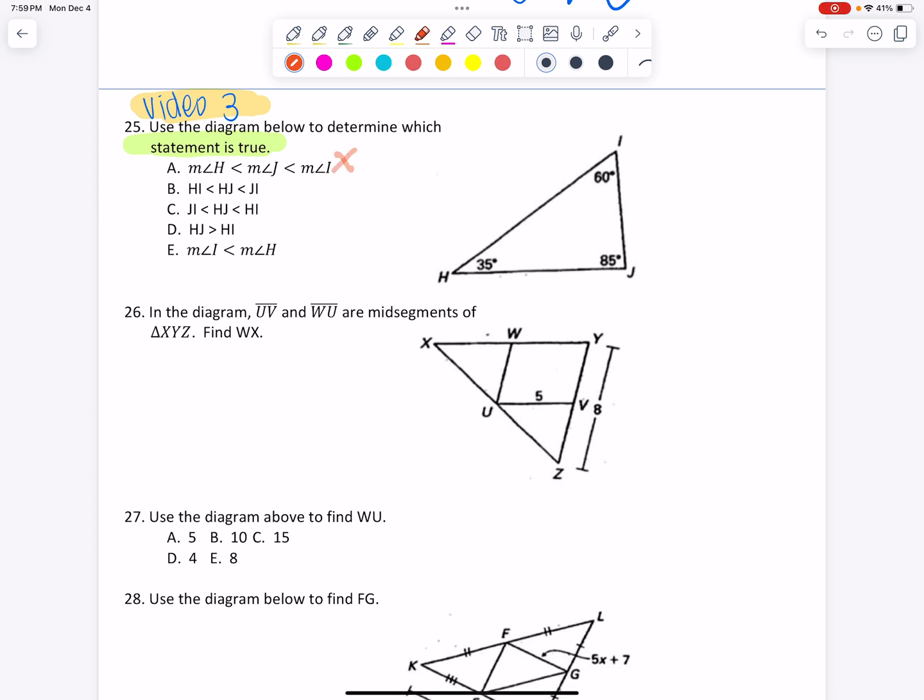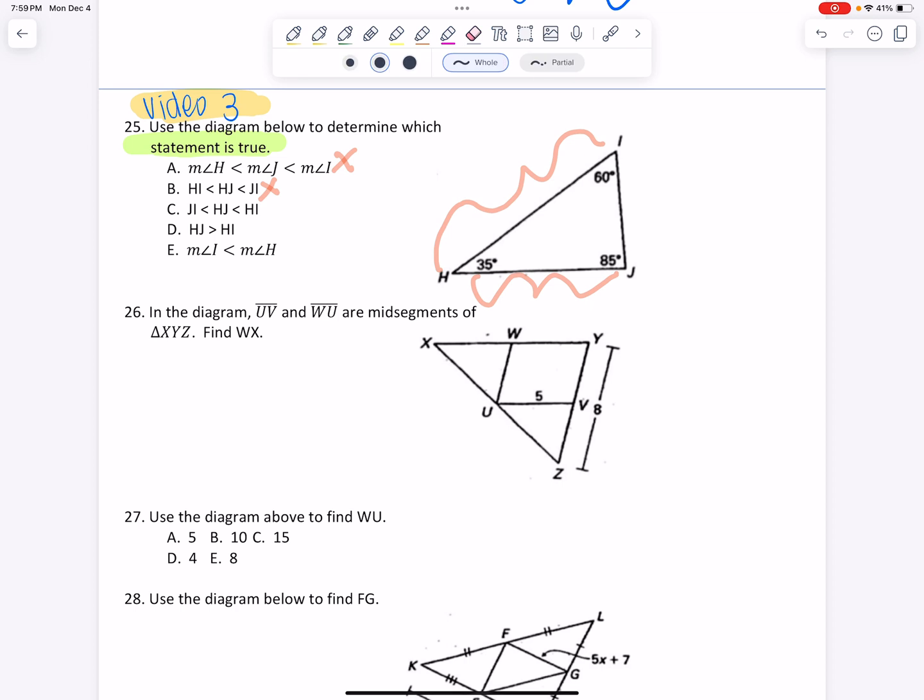HI is less than HJ. So H to I is less than H to J. 1 is across from 85. 1 is across from the 60. So is HI less than HJ? No. Let's keep going. Is JI less than HJ?